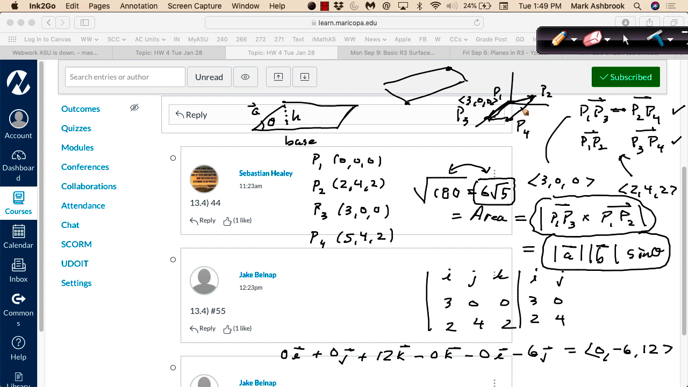So for instance, if you did P1, P3 cross P2, P1, that will give you the opposite. When it comes to the magnitude, that doesn't matter. But for the cross product, it's the opposite vector. It'll point the other way. So that matters if you want the cross product vector, but if you want the magnitude, it doesn't matter.